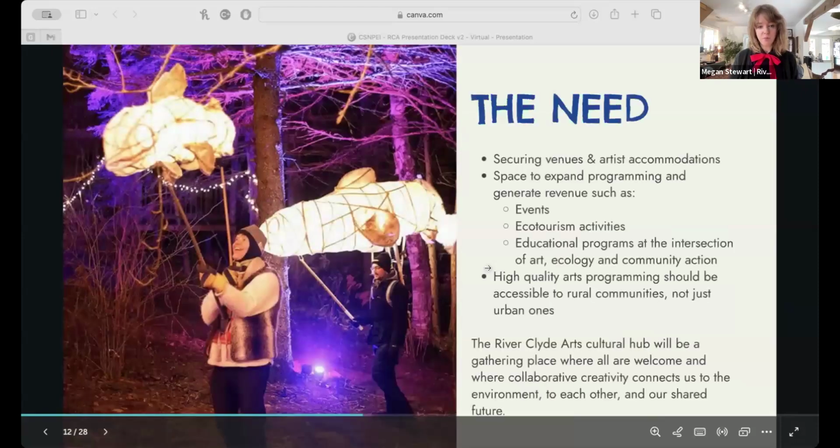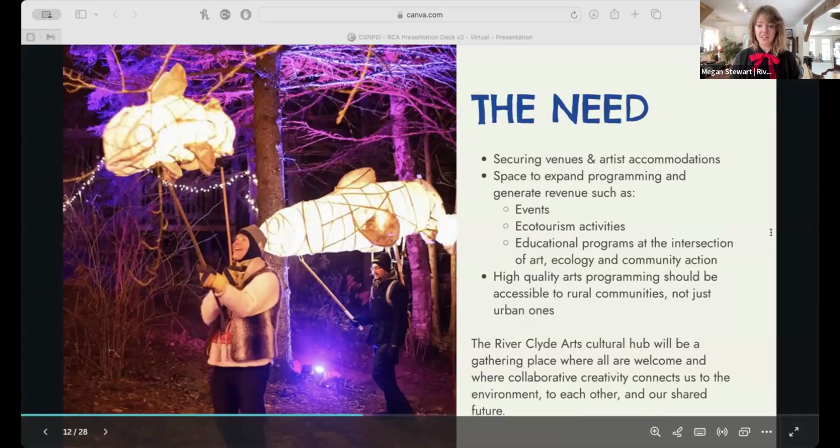There was a lot of support for the idea from our larger community and from within the organization. A permanent home has the potential to solve persistent challenges that River Clyde Arts faces related to securing venues for programming and accommodations for artists. It also gives us room to develop more permanent infrastructure to support our work.